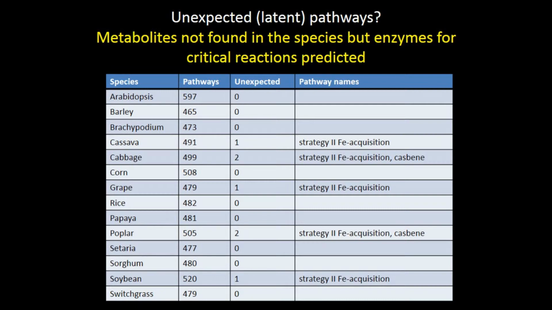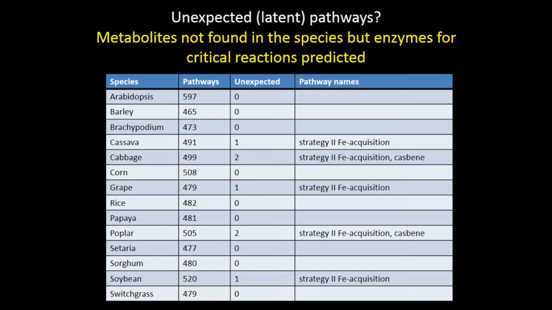One pathway called strategy 2 iron acquisition. This is a pathway that exists in grasses where they actually produce compounds to chelate iron from the environment and then take the iron up through the roots. And it's not found in eudicots or non-grass monocots. But interestingly, we found the enzymes for all the reactions from a few dicots, including cassava and soybean.